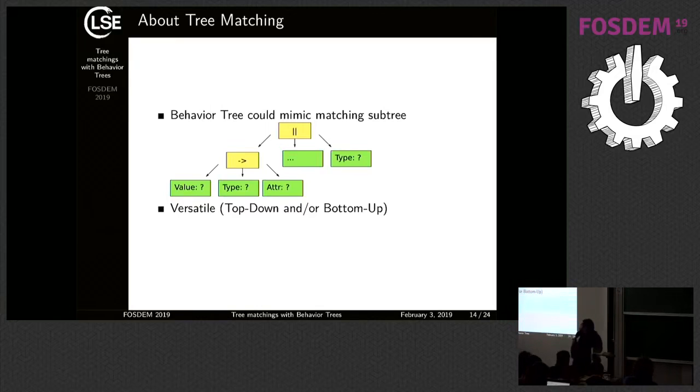If this value is of the correct type, if this value's type is inside the attribute name, and if this sequence is okay, concurrently I could match other parts, other things that could exist inside the Python data tree. And with all this, I could quite easily translate my pattern into a behavior tree.